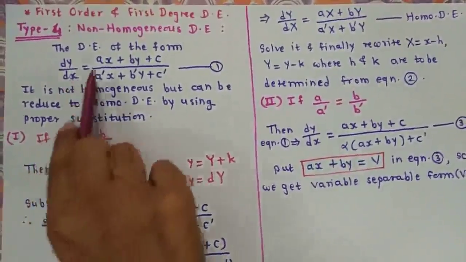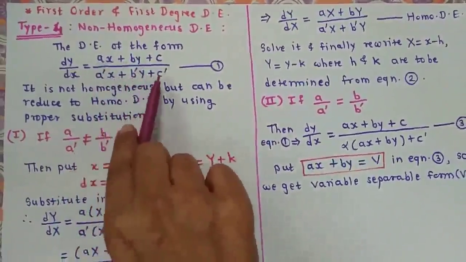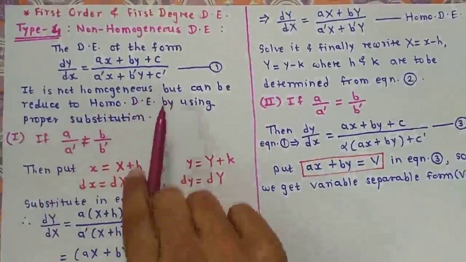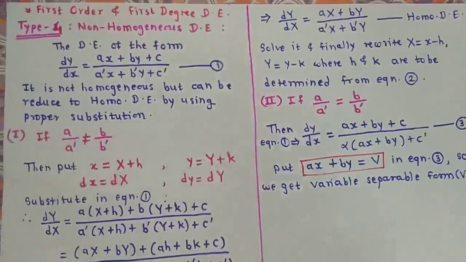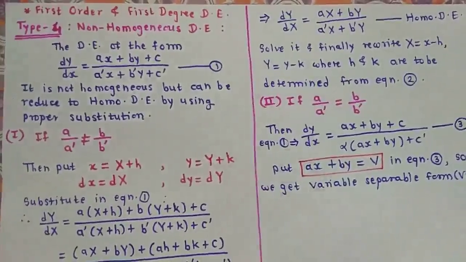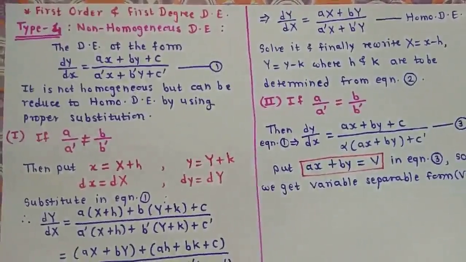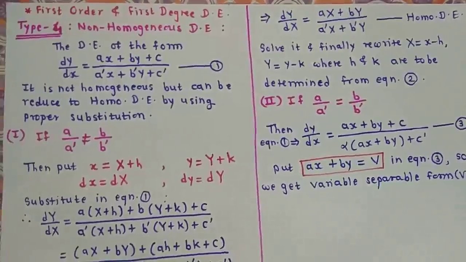dy by dx equals (ax + by + c) upon (a'x + b'y + c'). It is not homogeneous, right? That means it is a non-homogeneous differential equation. It can be reduced to a homogeneous differential equation by using proper substitution. But before using proper substitution, let us check two cases.